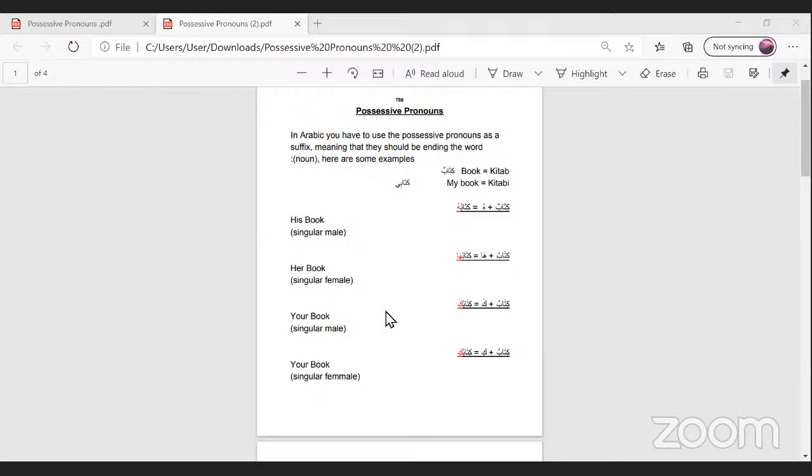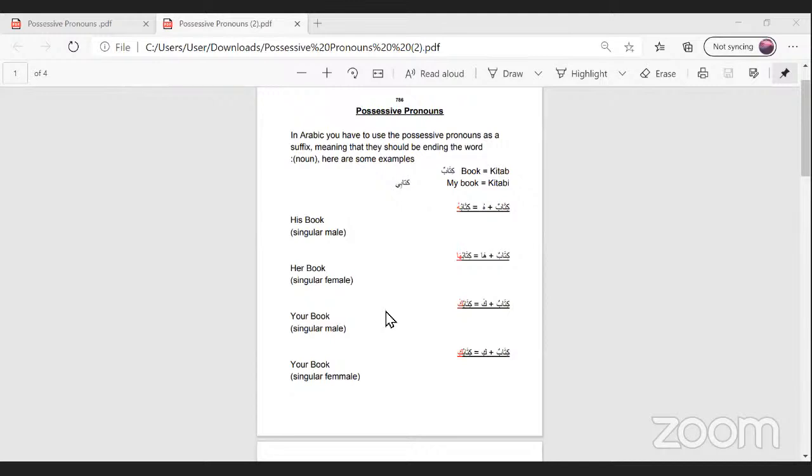Okay. Babi, my door. Babuhu, his door. Correct. Babuha, her door. Babuka, correct. Your door. Babuki, your door for female. Correct. Babuna, our door. Excellent.